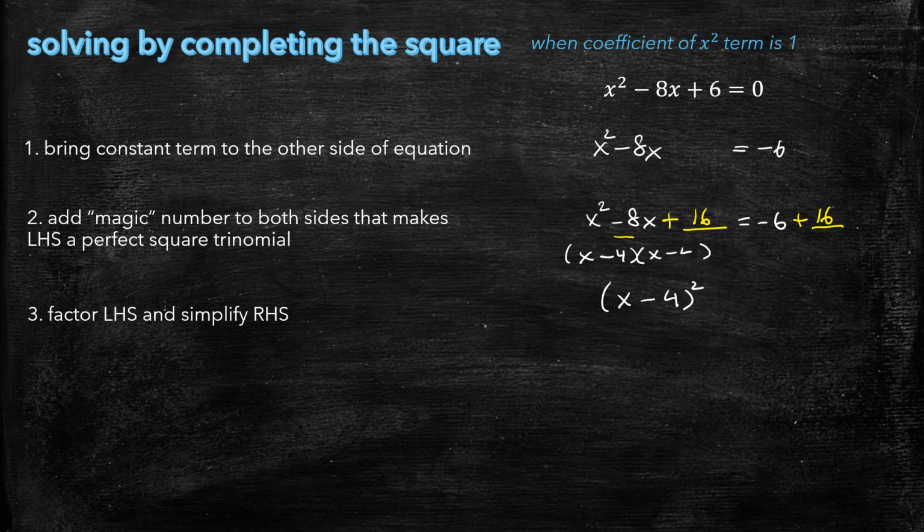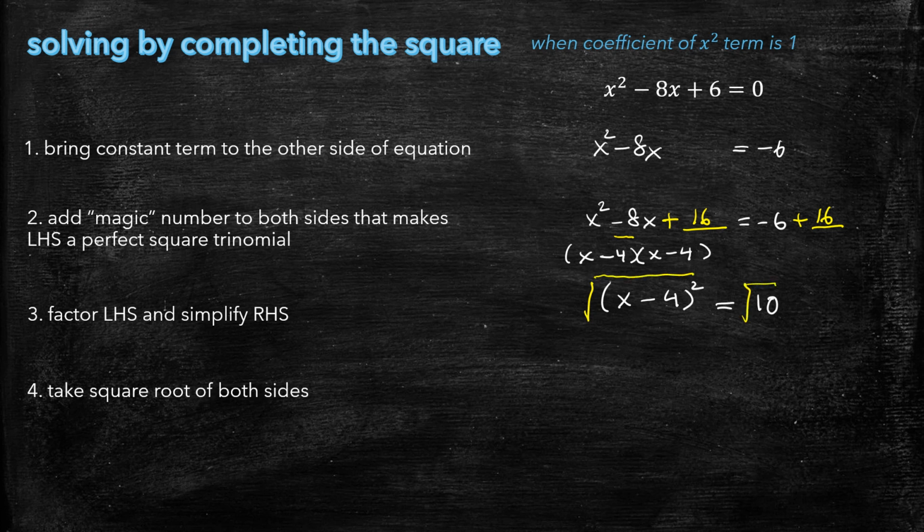So you could have factored it like that, but then it becomes (x − 4)² = −6 + 16, which is 10. Now we begin to see some new stuff here. The only way to really solve that effectively is to take the square root of both sides. You don't want to FOIL back out, because FOILing back out would get you back to where you started.